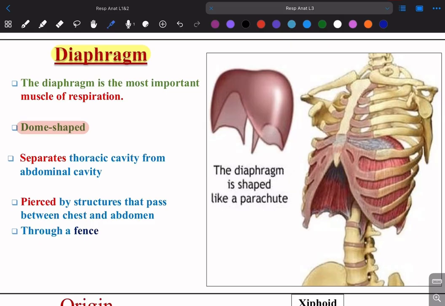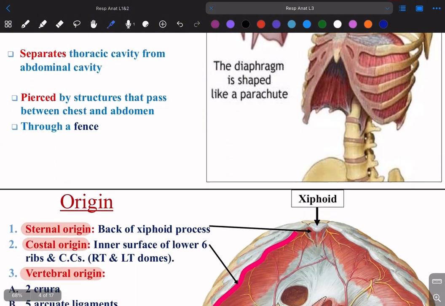So let's start. First thing we need to know is that the diaphragm is a dome-shaped muscle. Okay, it's a dome-shaped muscle. Right? What is it? It's the most important muscle of respiration. Okay? And it separates the thoracic cavity from the abdominal cavity, and it has some structures that pass through it or pierce it, so some structures can pass from the thoracic cavity to the abdominal, and vice versa. Some structures can pierce from the abdominal to the thoracic. Okay, we're gonna see them.